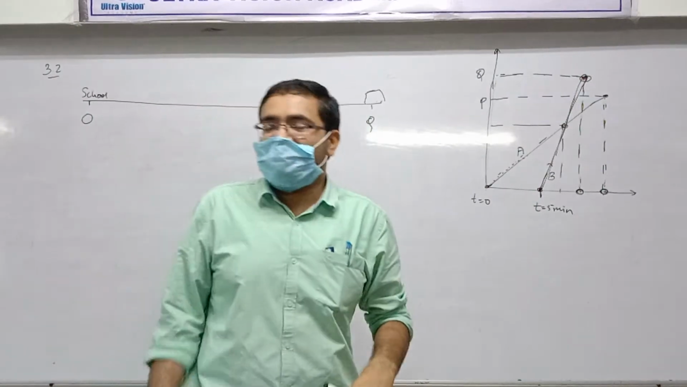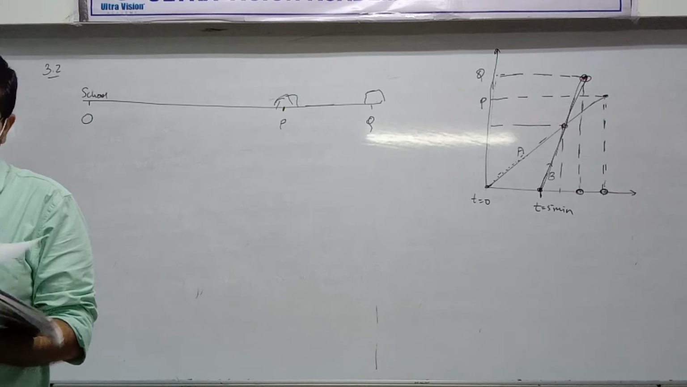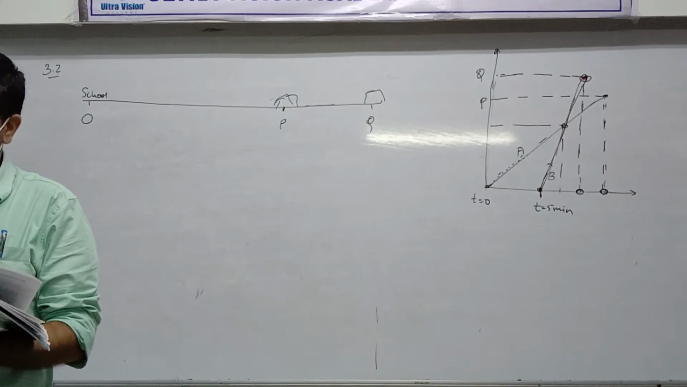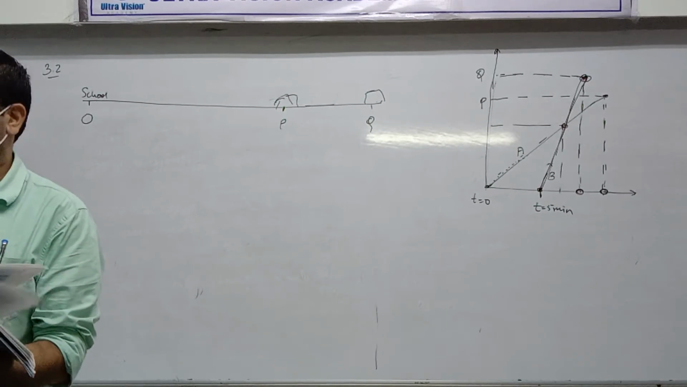Right? In a v-t graph, it's not like that. Please note, it's only true for an x-t graph. So that was about 2. Now, 3 already discussed. Let's go to 4.